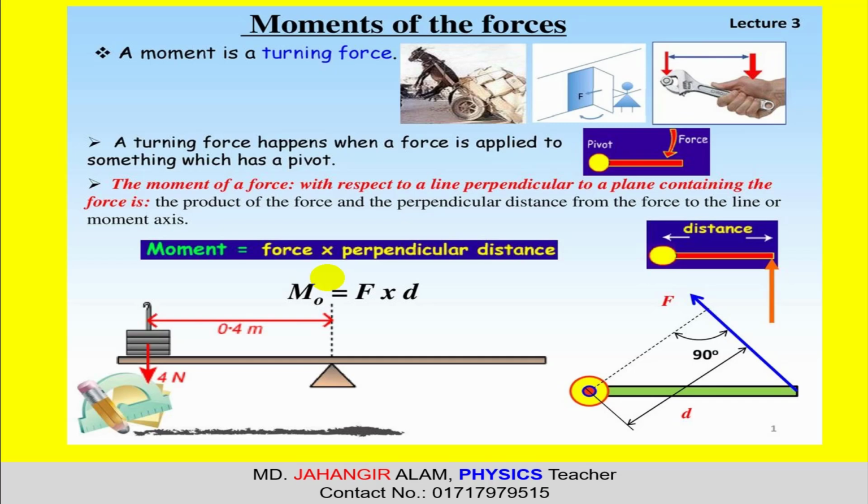The moment of a force is also known as the turning effect of force. Turning force happens when a force is applied to something which has a pivot. Pivot means a rotation point. The moment of a force is, so, moment equals force times perpendicular distance.